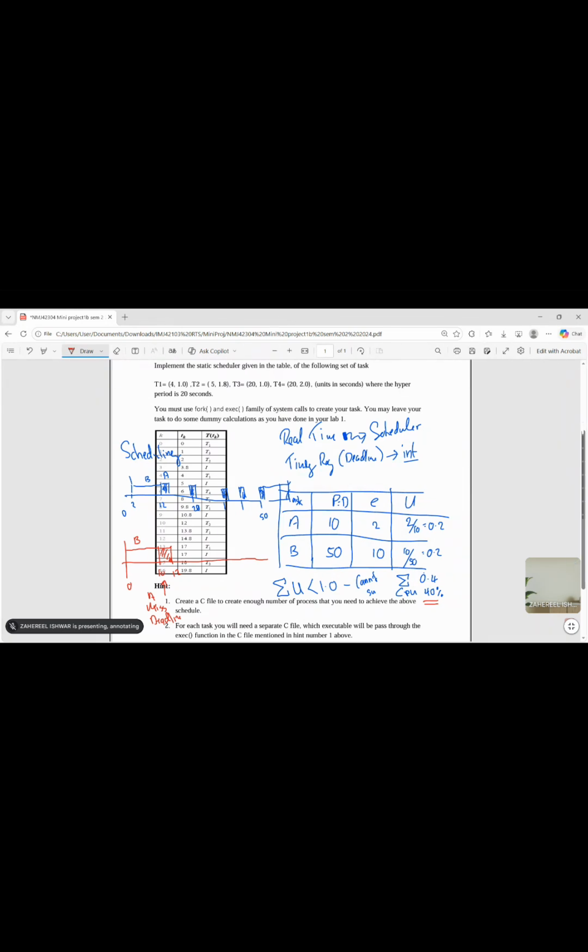All right. Having that understanding in mind, so let us proceed with our mini project part B.